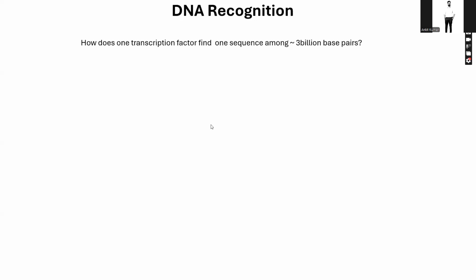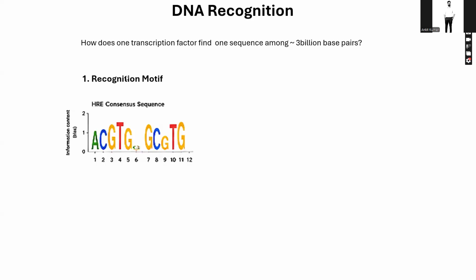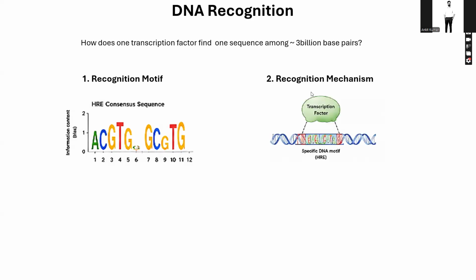In our human genome, there are 3 billion base pairs in one sequence. There are two units in the DNA. One is called the recognition motif, and another is called the recognition mechanism. The recognition of the DNA happens with the help of these two. The transcription factor basically recognizes this recognition motif, and the recognition happens with the help of the recognition mechanism.